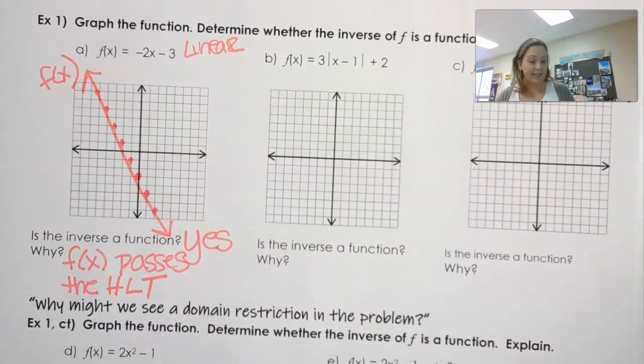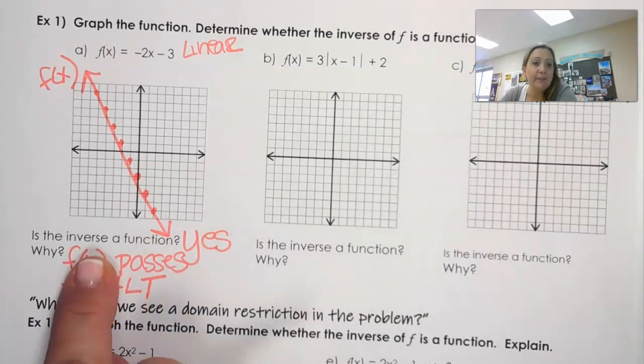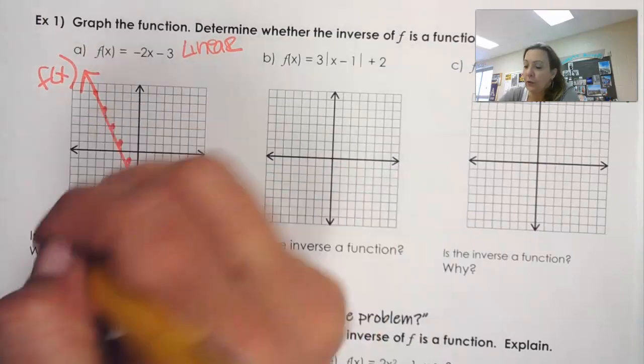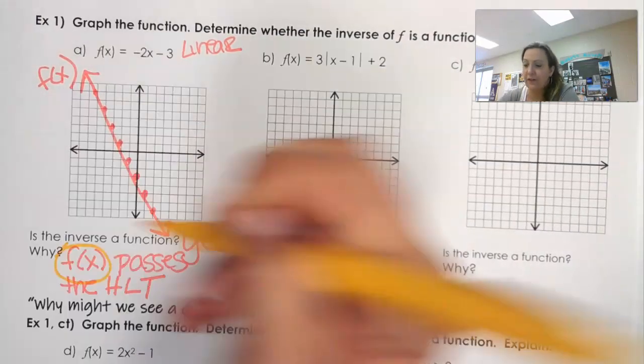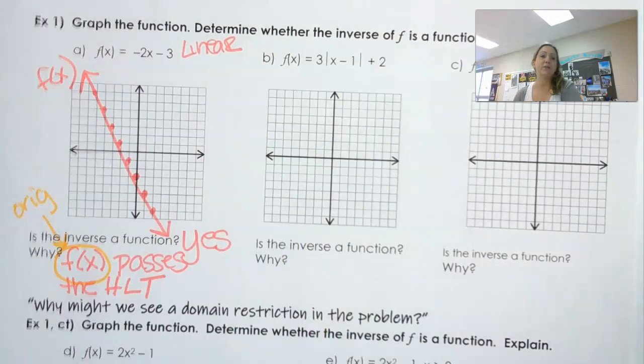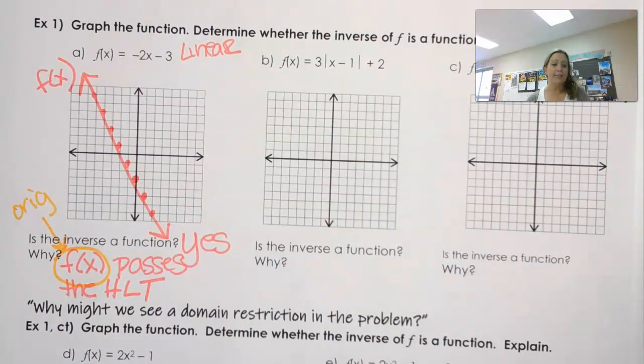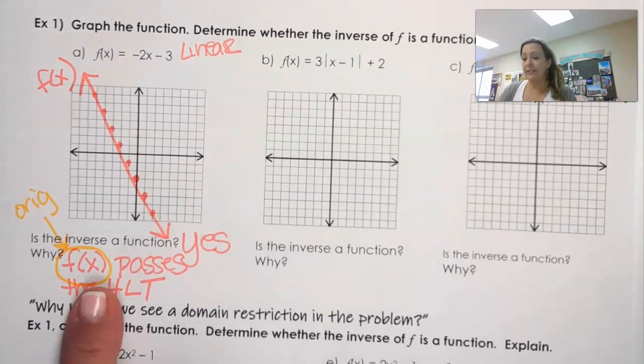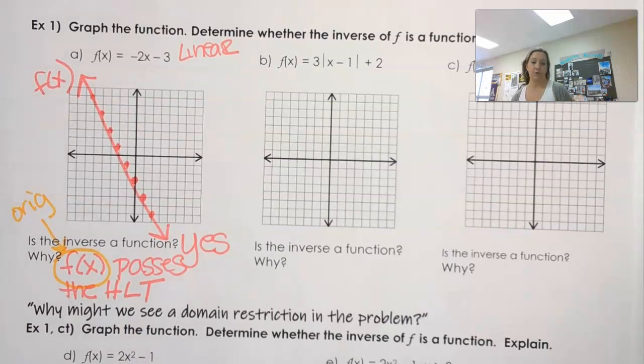So one thing is that I don't want you to say it passes the HLT because we were talking about the inverse. What we're doing is we're looking at the original function, okay? So in our explanation, that f of x is the original function. So the reason we know that the inverse is a function without graphing it is because the original function passes the horizontal line test. Okay?